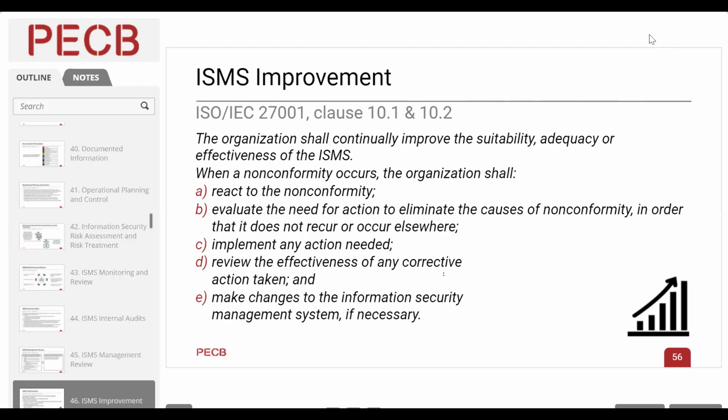So all these are things that result in improvement, in maturity of the management system. And it's very, very important that we have continual improvement. Okay, we get better.